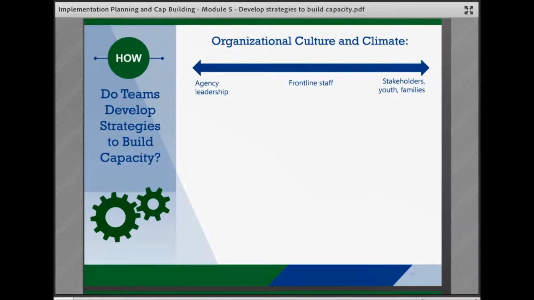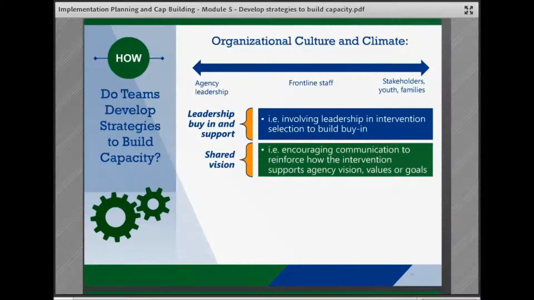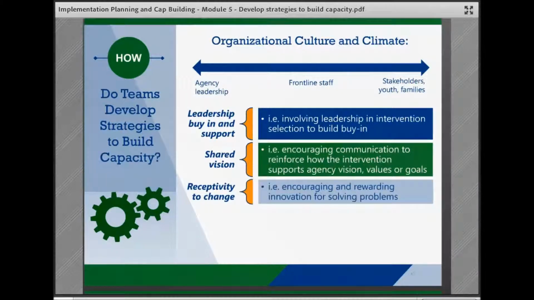To strengthen readiness for implementation, teams may consider strategies that address the following aspects of culture and climate. Leadership buy-in and support. For example, ensuring that leadership is knowledgeable about the intervention's benefits and timelines. Shared vision, like encouraging ongoing communication to explain and reinforce how the intervention supports the organization's vision, values, and goals. Receptivity to change, like encouraging and rewarding staff for innovating and trying new ways to solve problems.